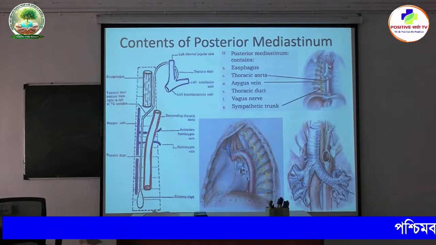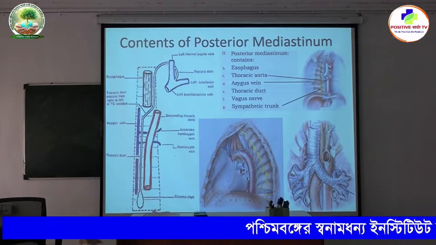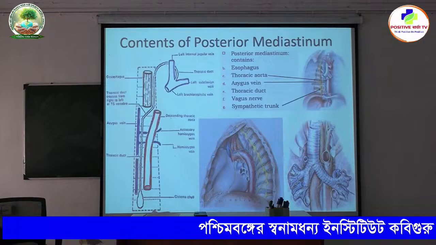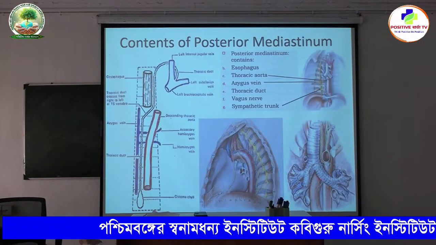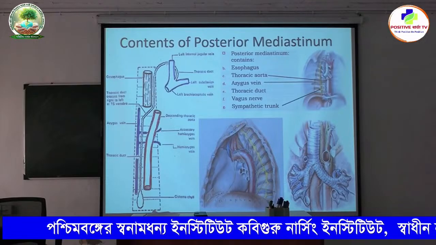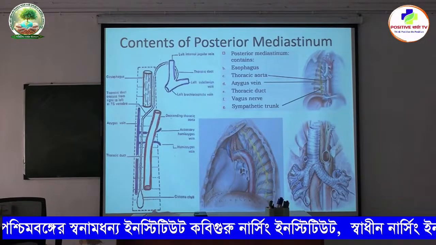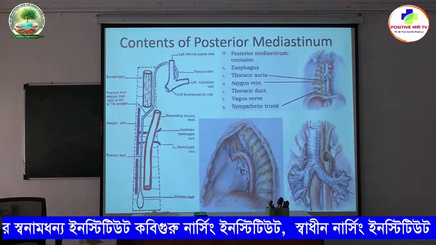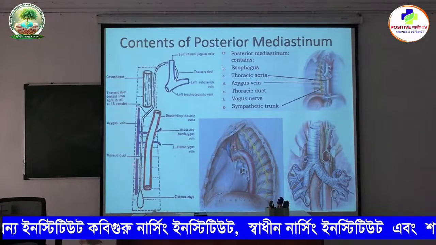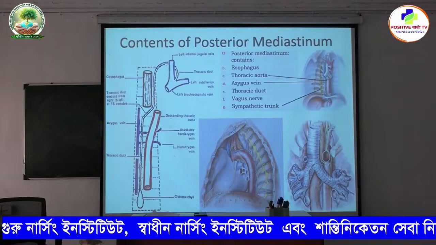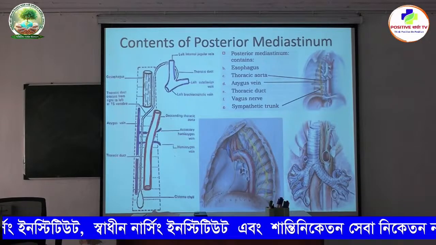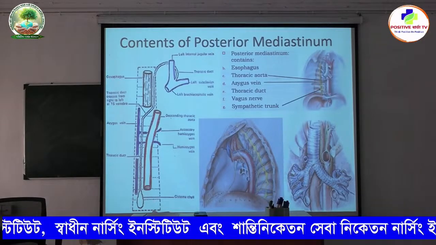Here is the muscular tube, which is the esophagus. See here, this muscular tube is esophagus. This is trachea, descending thoracic aorta, left vagus, left recurrent laryngeal. Here also you can see esophagus, descending thoracic aorta, and see here azygous vein is present on the right side, and accessory hemiazygous above and hemiazygous vein below, present on the left side.